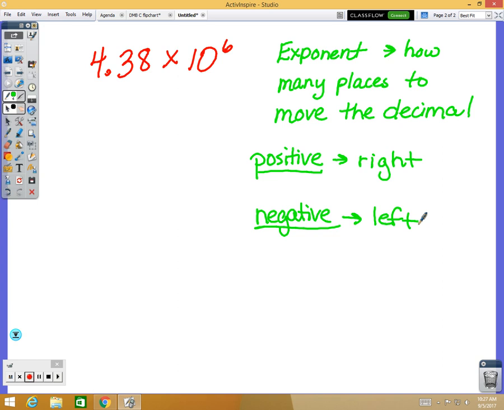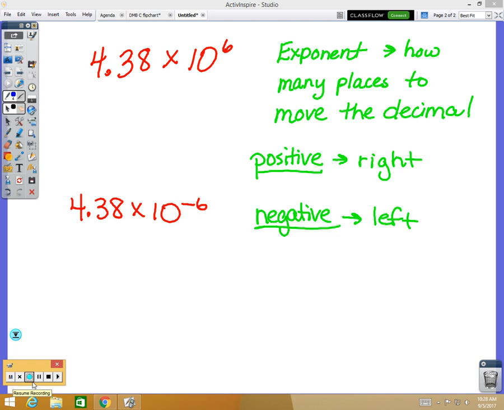So I'm going to write up a very similar looking example, 4.38 times 10 to the negative 6, so we can really see the difference in those two. Now I'm going to pause right there while everyone catches up with their notes. So let's actually show doing this now.